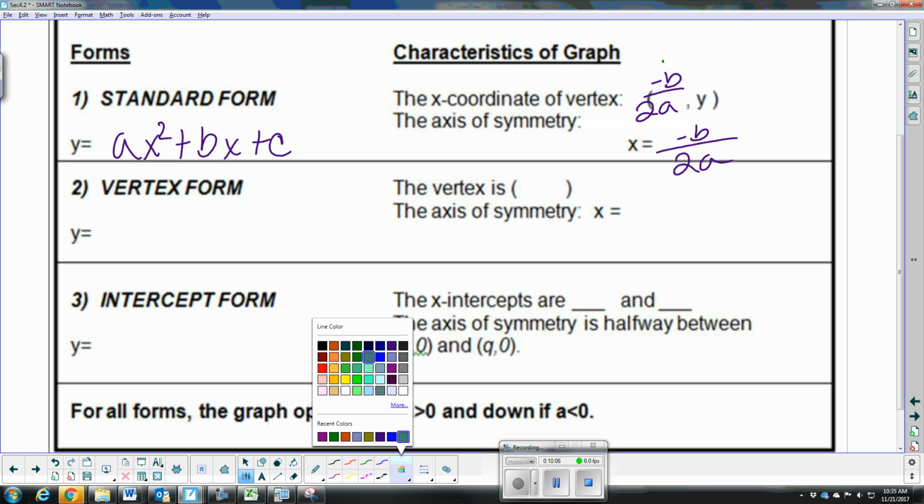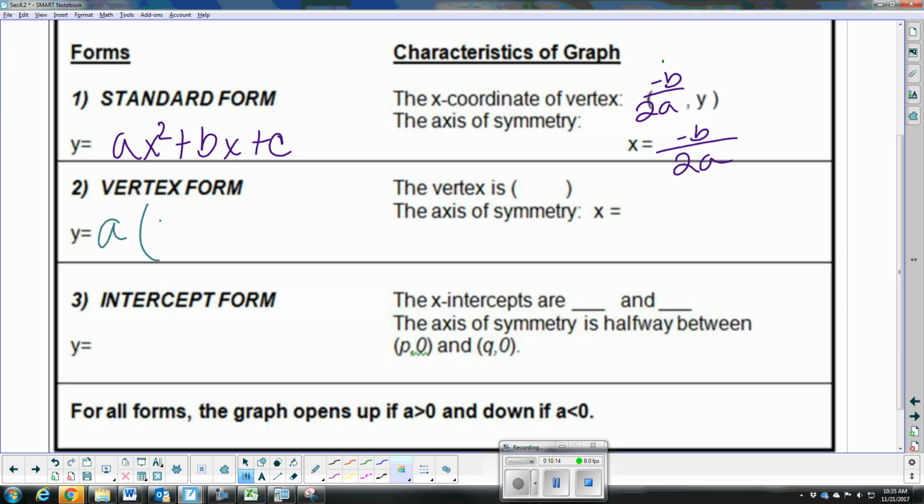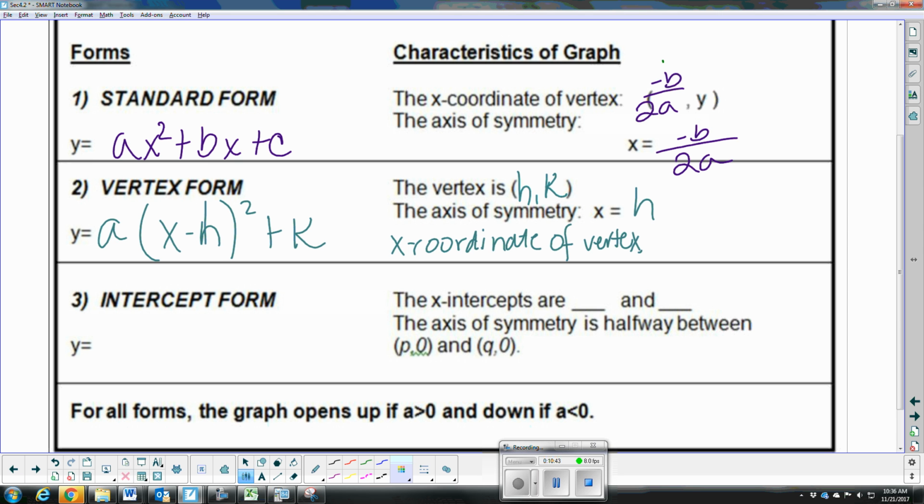The vertex form, so again, this is the one that kind of looks like the absolute value. So your vertex form is you still have an a, but now it's times x minus h squared plus k. The vertex is h, k. h is your x coordinate, k is your y coordinate. The axis of symmetry is still the x coordinate of your vertex. So x equals h.